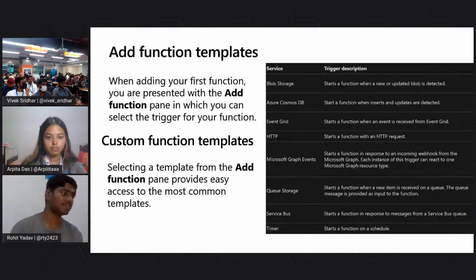And after we add our function template, we can also use custom templates. So these are defined in JSON snippet format, and you can use your own logic as well. So at the right you can see the table. These are some of the services that are already supported in the form of triggers.